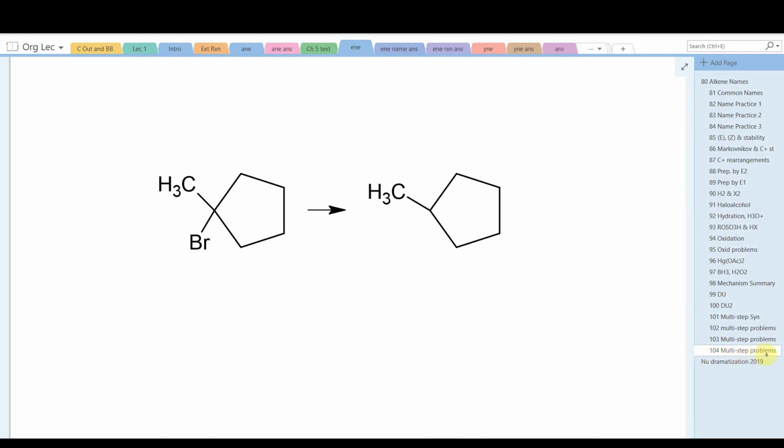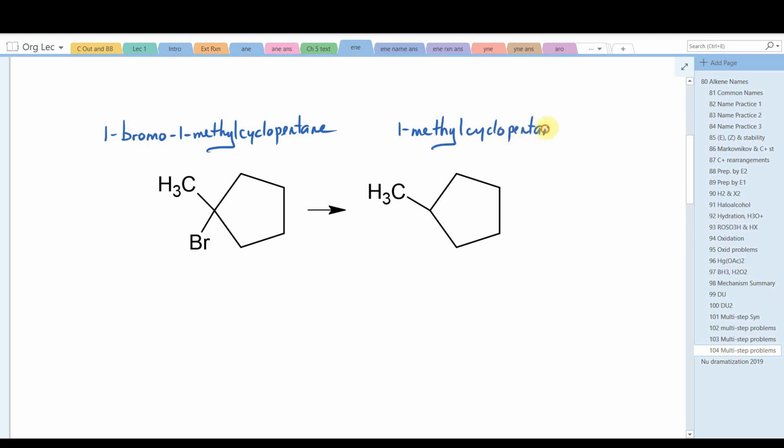And finally, page 104, only 2 problems left. This is 1-bromo-1-methylcyclopentane, and our product will be 1-methylcyclopentane. Certainly we can't simply remove a bromine by itself. How can we start this?